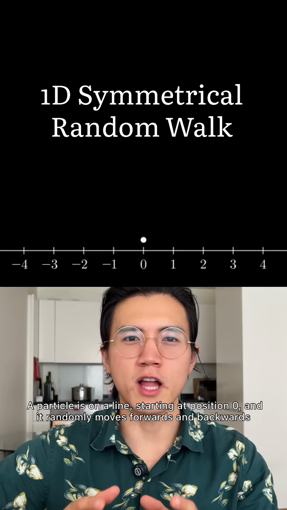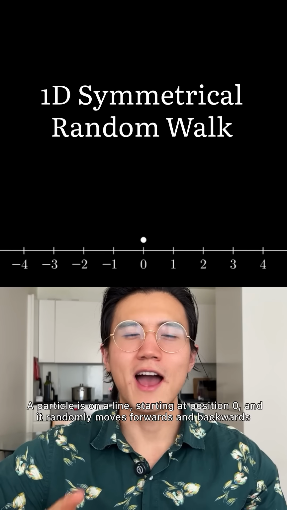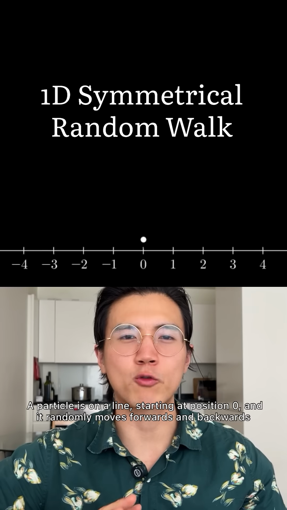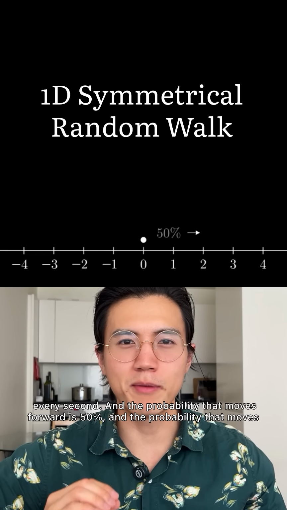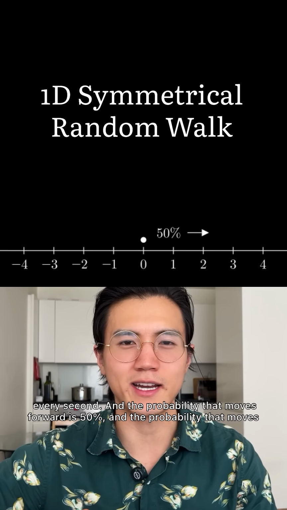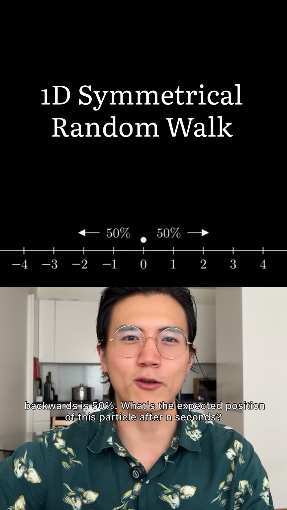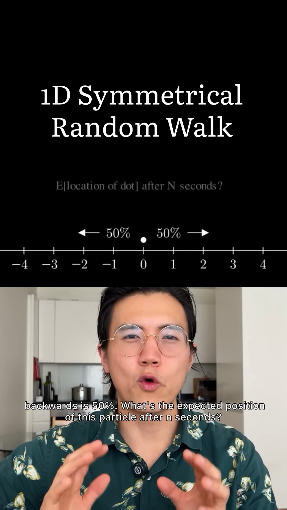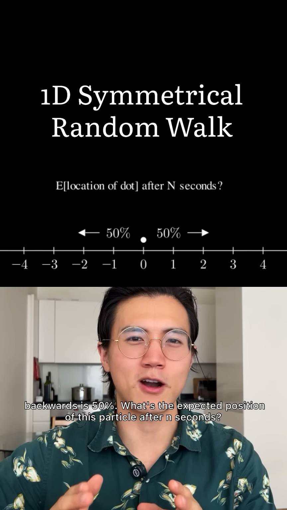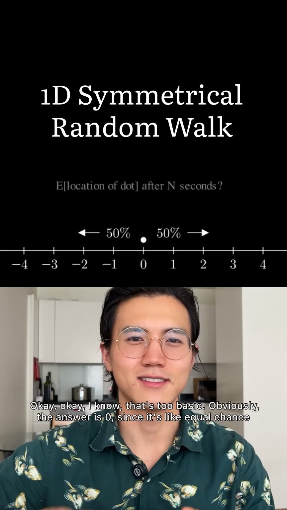A particle is on a line starting at position 0, and it randomly moves forwards and backwards every second. And the probability that it moves forward is 50%, and the probability that it moves backwards is 50%. What's the expected position of this particle after n seconds?